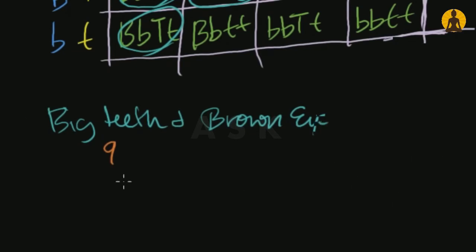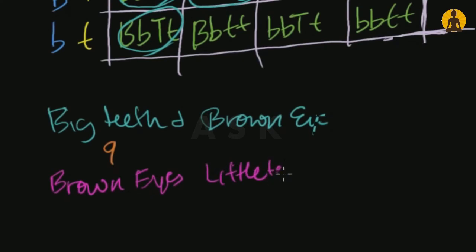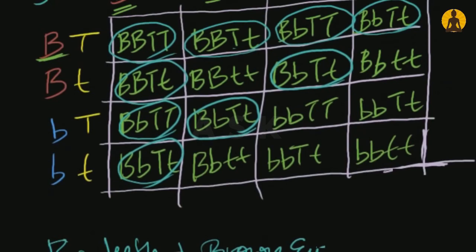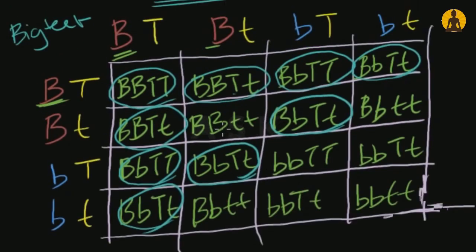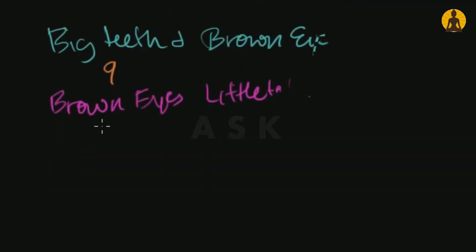Now, how many do we have of the other combinations? So let me write in a different color, brown eyes and little teeth. Something in my pen tablet doesn't work quite right over there. So brown eyes and little teeth. So let's see, this is brown eyes and little teeth right there. This is brown eyes and little teeth right there. This is brown eyes and little teeth right there. So there's 3 combinations of brown eyes and little teeth.